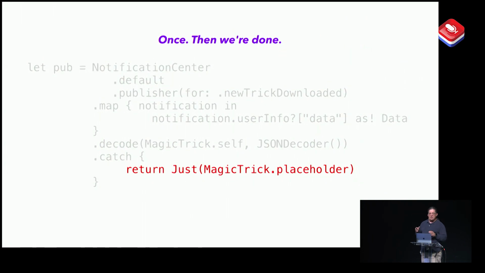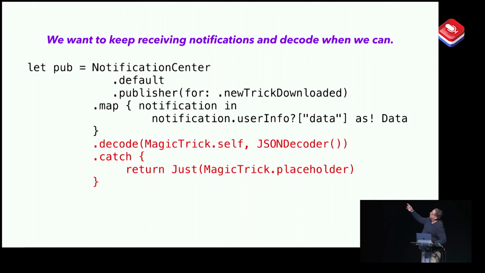And so what we want to have happen is, as long as you give me good magic tricks, I transform them and I vend them out. And if you give me something bad, I look at it and I give you my placeholder, but I'm still listening for new ones. So you get my placeholder whenever I get a bad one, and you get the one you sent me. And so what I want to do is just keep going and not just end.